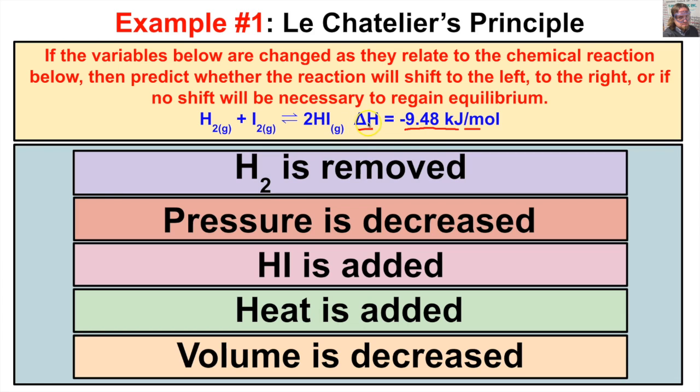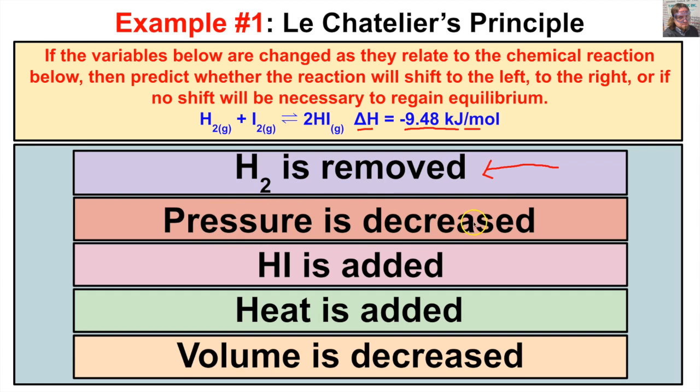Okay? And so what we need to do is predict which way the reaction will shift to regain equilibrium if we start changing some of the variables that we see right here. So if we take a look here, the first one says H2 is removed. Well, according to Le Chatelier's principle, if we add H2 to this system here, it's going to shift to the right. So therefore, if we remove H2 from our chemical reaction here, the reaction is going to shift to the left to regain equilibrium.